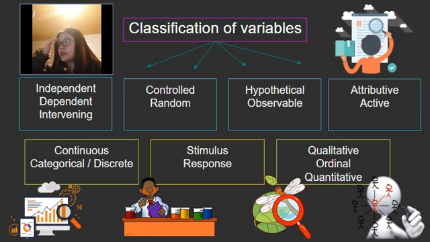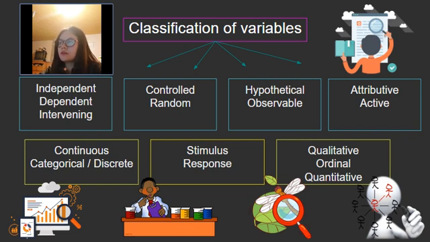After this, we have the intervening variable. This influences the relationship of dependency that exists between the independent and dependent variable. After this, we have the control variable. This is a variable whose values the researcher can determine. So this is a control variable that describes the independent variable in the case, for example, of experimental work.